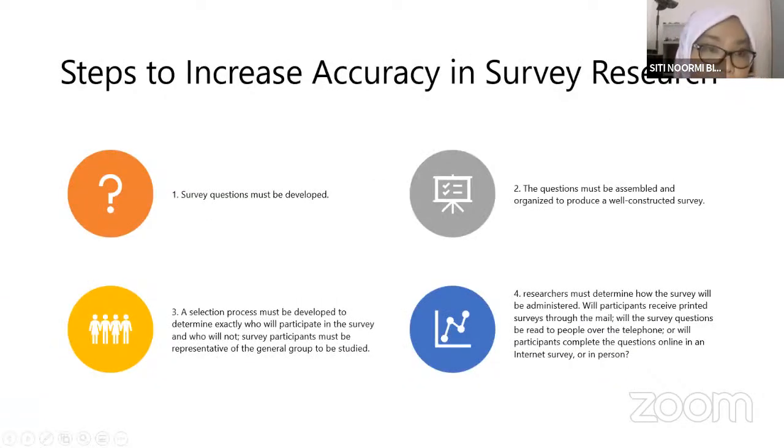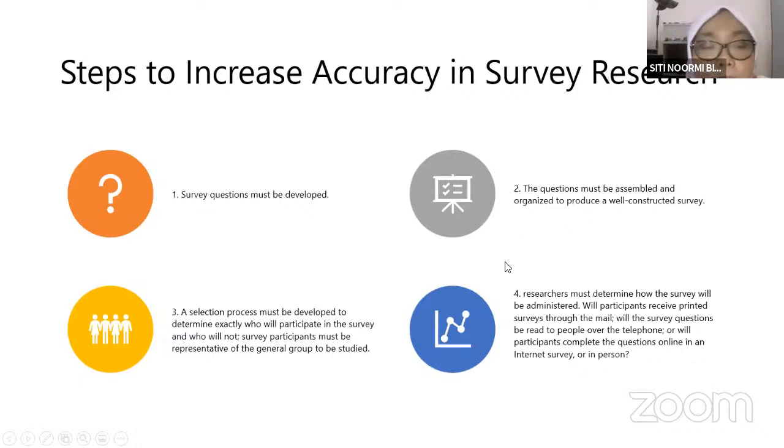In survey research, there are a few steps that we can follow to increase accuracy. The first one depends on the type of survey question that we develop, either open-ended, closed-ended, restricted, or rating type, because this also determines how we are going to analyze our data. The second is that the questions must be assembled and organized to produce a well-constructed survey. I have another slide to explain this further.